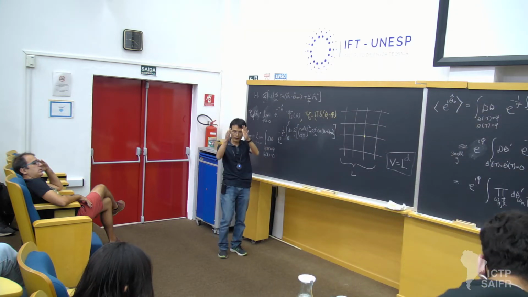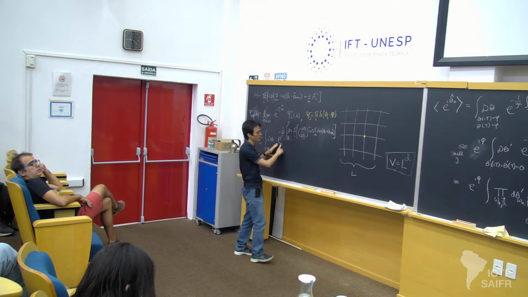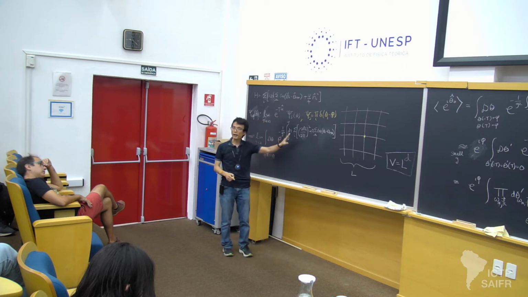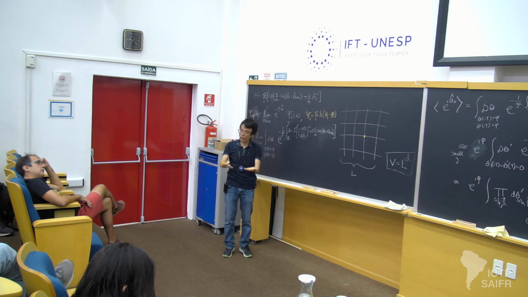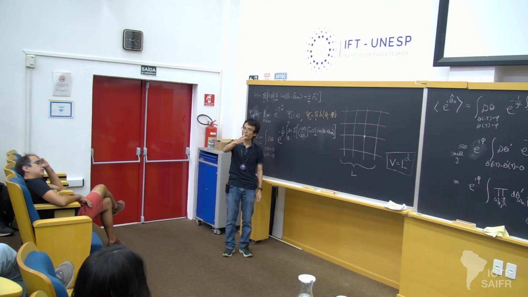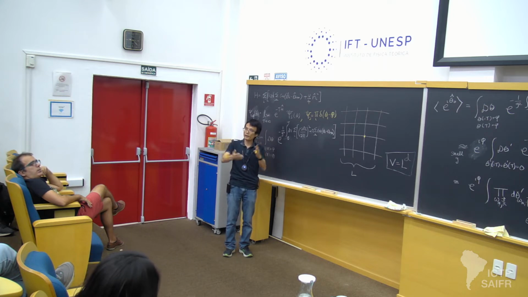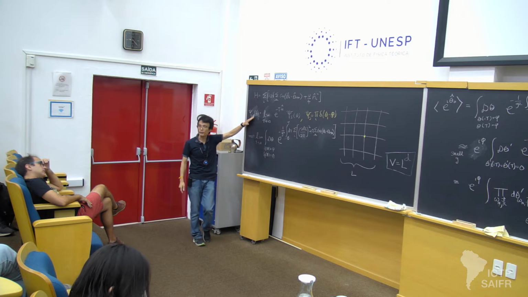And each path has a certain weight. Not all paths have the same weight, and each path's weight is determined by this action. This action is a function of the path, right? So if you choose one path, this action spits out one number. And e to the minus that action is the probability amplitude coming from that path. But there are many paths, and you sum over all paths with this weight, okay? So this is the prescription. So this gives us the ground state, okay?